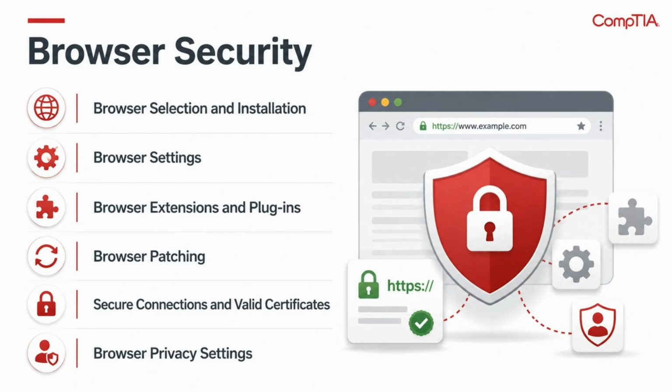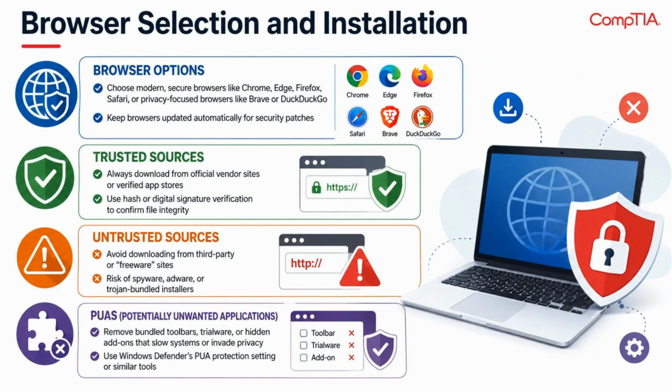Here's what this lesson covers: browser selection and installation, browser settings, extensions and plugins, browser patching, secure connections and valid certificates, and browser privacy settings. Choose modern secure browsers like Chrome, Edge, Firefox, Safari, or privacy-focused options like Brave or DuckDuckGo browser, and keep them updated automatically for security patches.